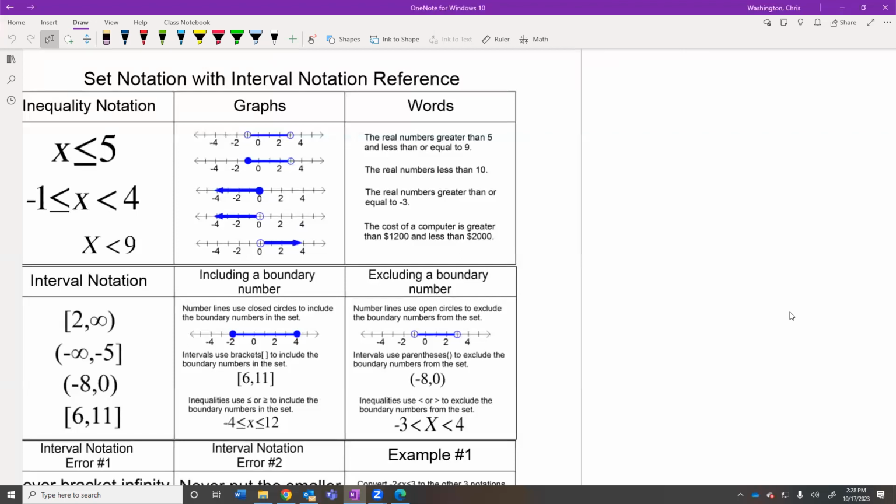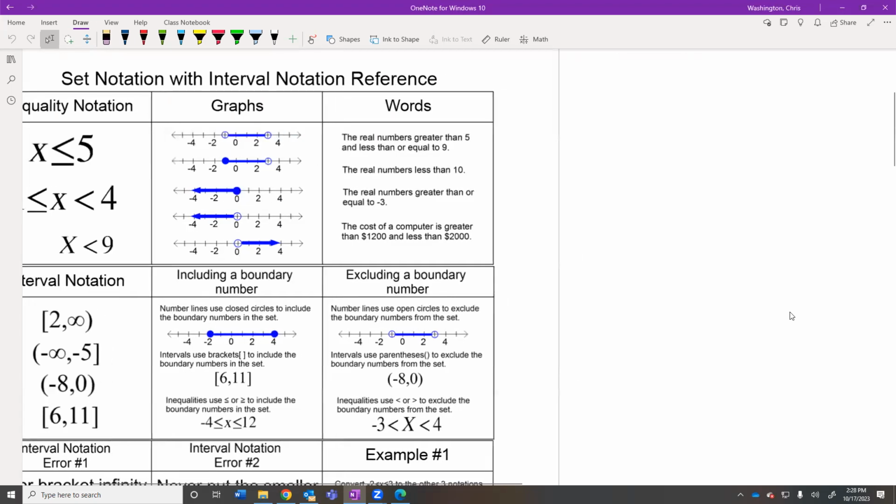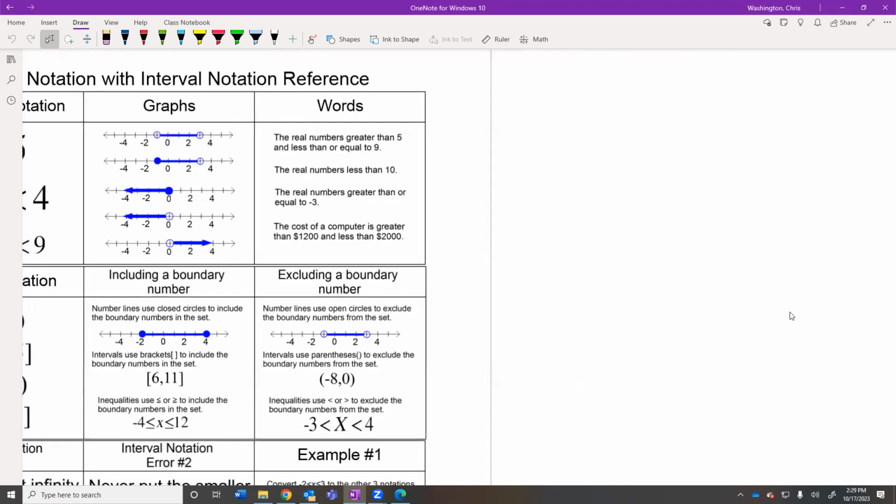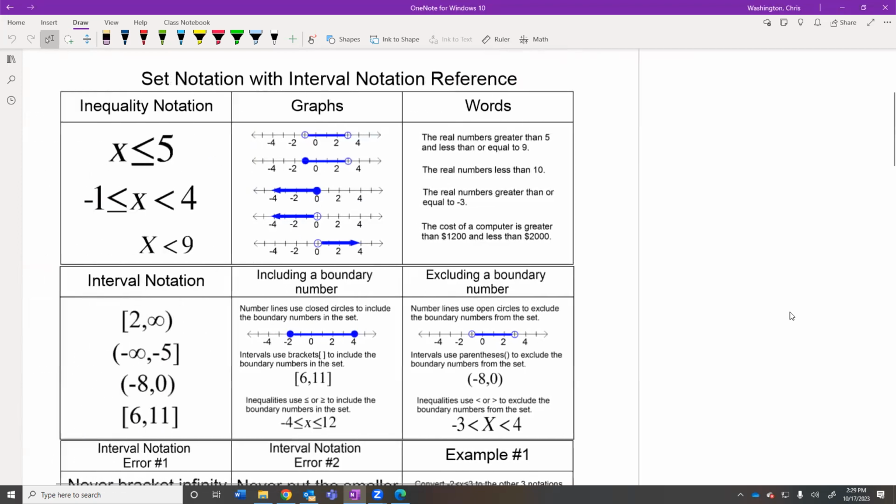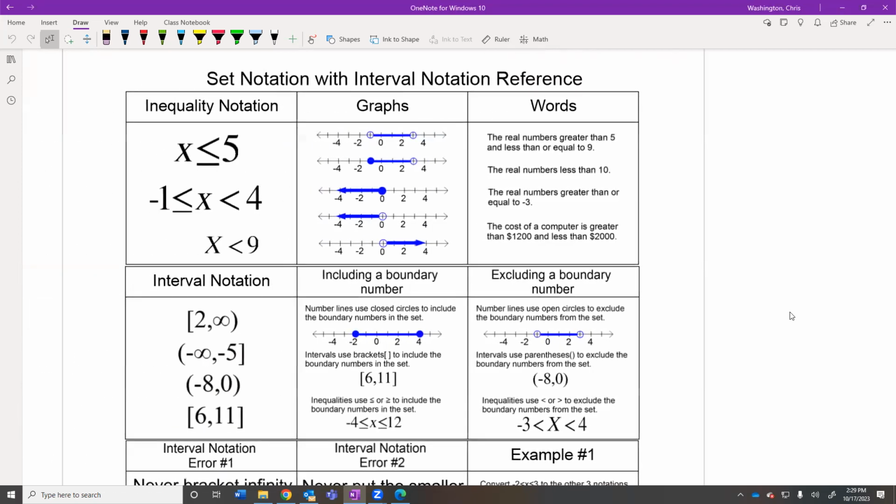Looking at a graph, we're going to use an open circle or a closed circle. We're going to connect the two circles, or we're going to draw an arrow, like maybe we're going all the way to the left. So we would draw an arrow representing that. Words, we can use words. The real number is greater than 6 and less than or equal to 9. We can talk about that. All of those you've probably seen before at some point.